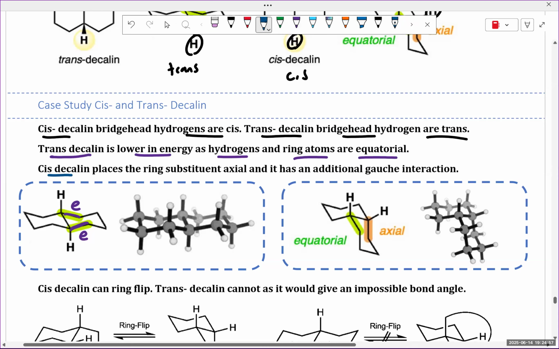Comparatively, cis-Decalin places the ring substituent axial and has an additional gauche interaction. So in this case, if we look at cis-Decalin, this ring substituent is axial, and as such, there's a gauche interaction between ring substituents. Looking at a model, we can even see this gauche interaction across this carbon-carbon bond, where we have the gauche interaction between these two substituents.